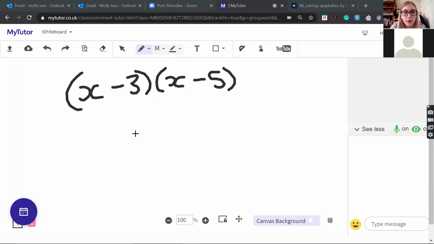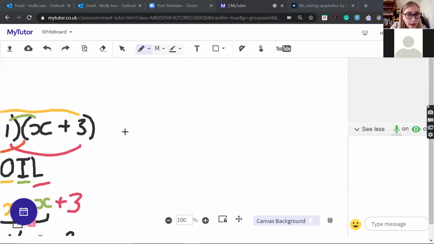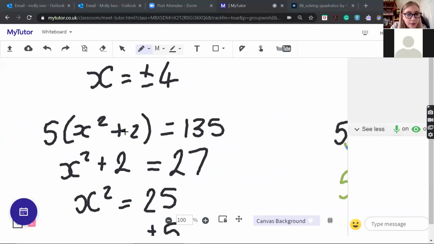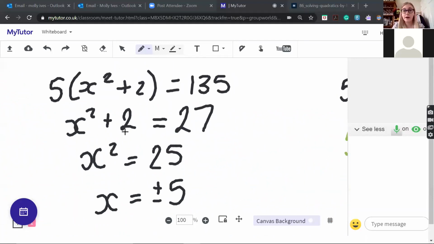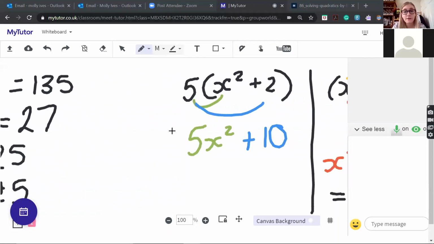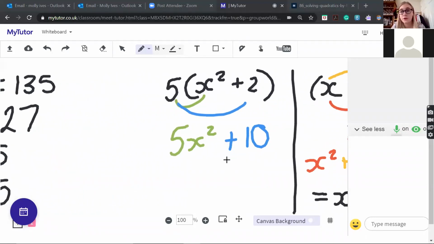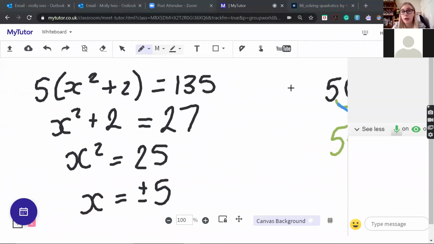The reason that we don't expand the bracket, gosh, I don't know where that question's gone. This one, we totally could expand the bracket first. And that would give us this, so 5x squared plus 10 equals 125. And then you just do the subtraction and the division. It just does it in a different order. So we can do either there.